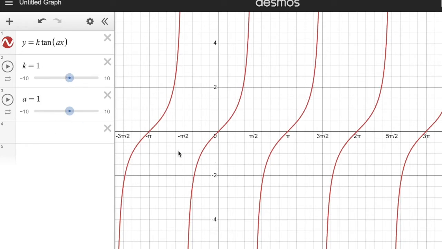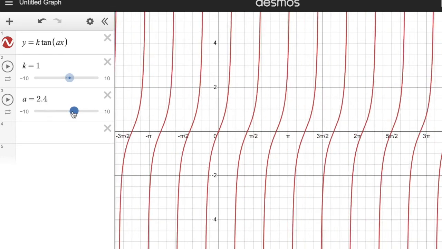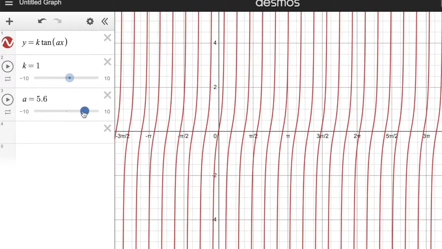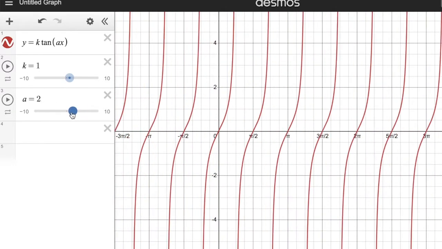So at the moment the period for tan is pi. We've got a half pi that distance and a half pi that distance. So this whole piece of tan fits in a distance of pi. Now, just like with sine, if I make a bigger, it squishes it towards the y-axis. So if a equals 2, instead of going from negative pi on 2 to pi on 2, it now goes from negative pi on 4 to pi on 4. So in that same distance we had before, we can fit 2 of these periods.